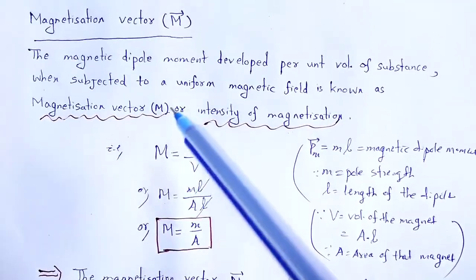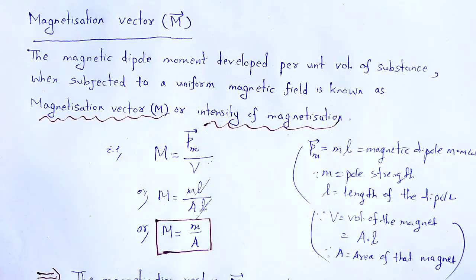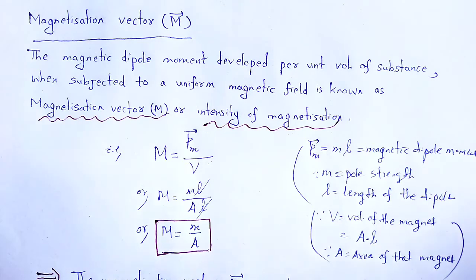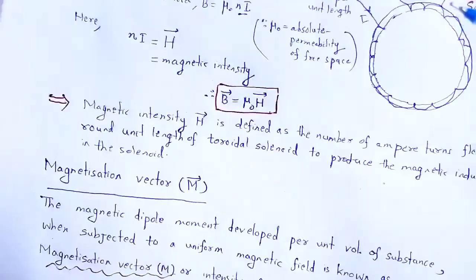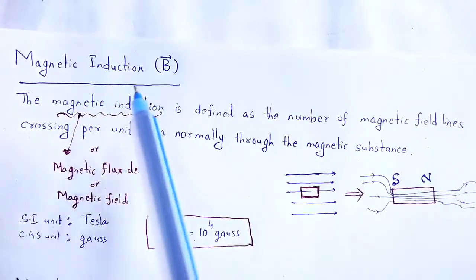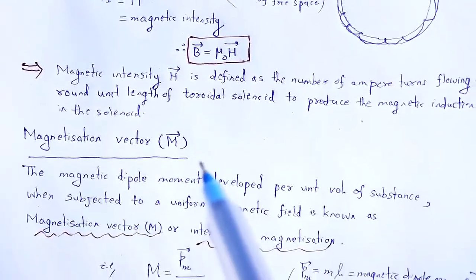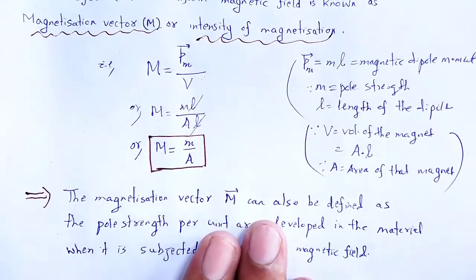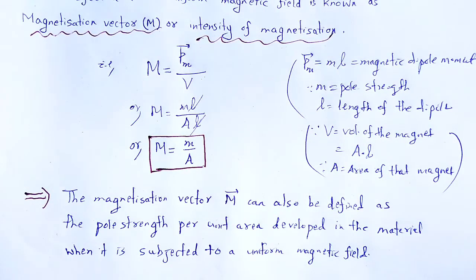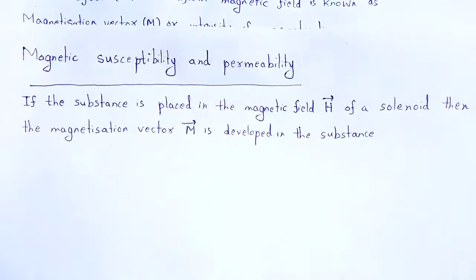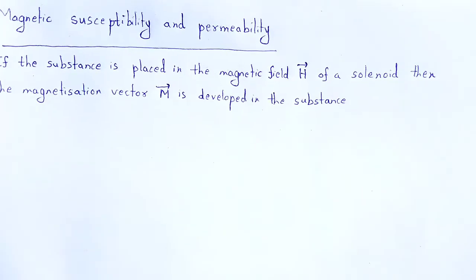And the physical significance of that magnetization vector is that it implies the extent to which a substance can be magnetized when placed in an external uniform magnetic field. Okay. So in this way we define three magnetic vectors. One is magnetic induction, another is magnetic intensity, and the last one is the magnetization vector. Now we studied the concept of magnetic susceptibility and permeability.